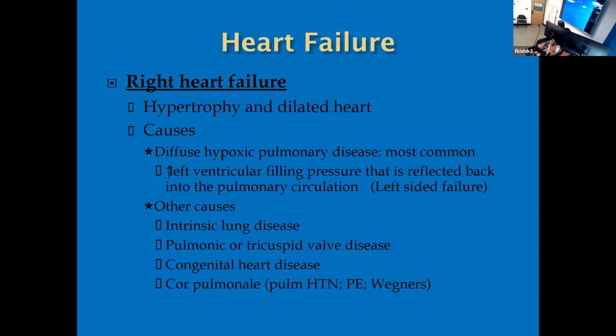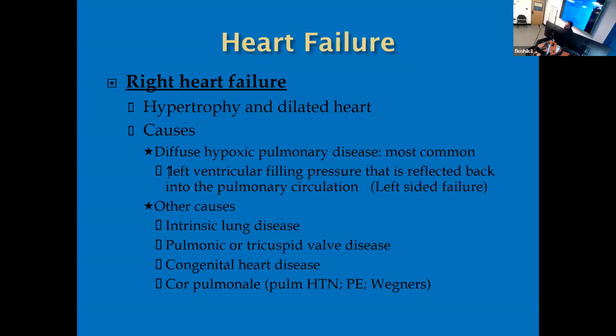Right side heart failure. All right. Right side heart failure is a hard topic to understand well. It's a very easy topic to understand superficially. It leads to hypertrophy and a dilated heart. What can cause right-sided heart failure? Left-sided heart failure, yes. To understand what causes right-sided heart failure, you need to understand the causes of pulmonary hypertension. If you understand the causes of pulmonary hypertension, they all end up leading to right-sided heart failure, and then it just makes the whole thing easier.